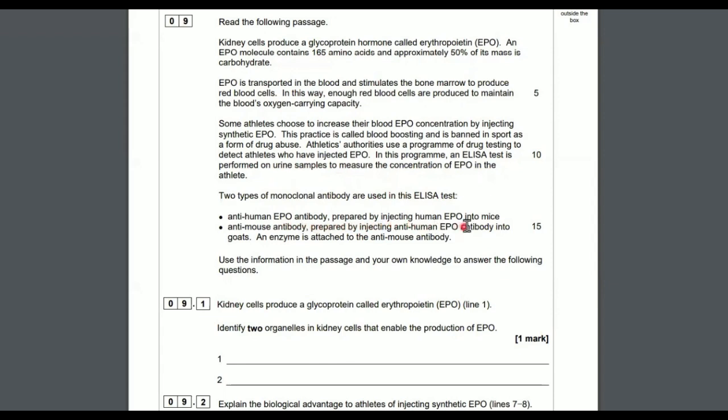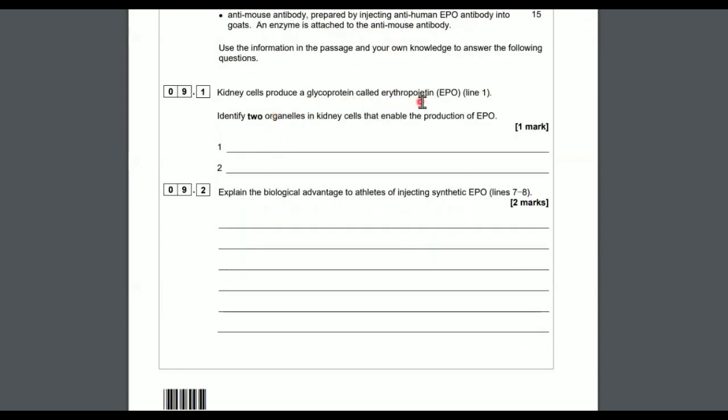Some athletes are basically cheaters, and they use EPO by injecting it into their body. The athletic authorities have a program of drug testing to detect the athletes who have injected EPO. In this program, an ELISA test is administered. That's the enzyme linked test. So what we're going to look at here is 9.1.